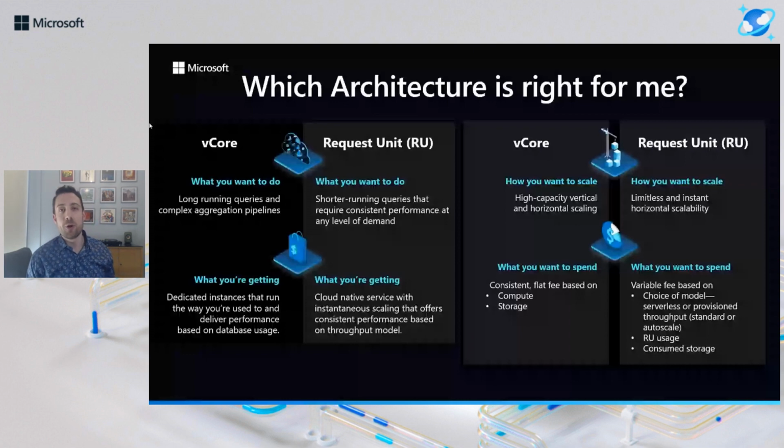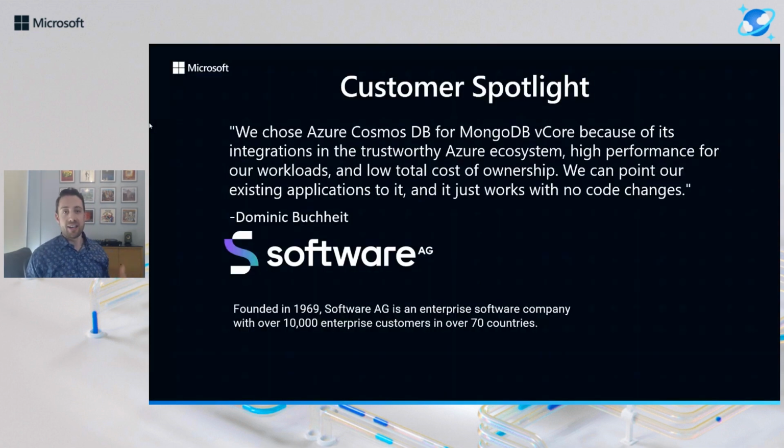Now, I want to take a moment here and highlight a customer of ours called Software AG. They chose to use Cosmos DB for MongoDB vCore because of its integration, high performance, and total cost of ownership. And we really thank them for having us, or for having them as a customer, and we're really excited to work with them.